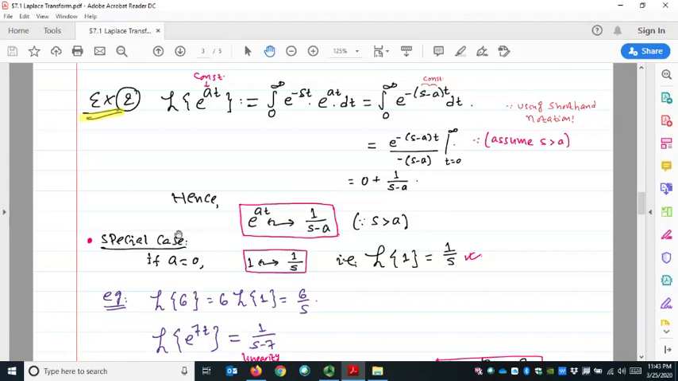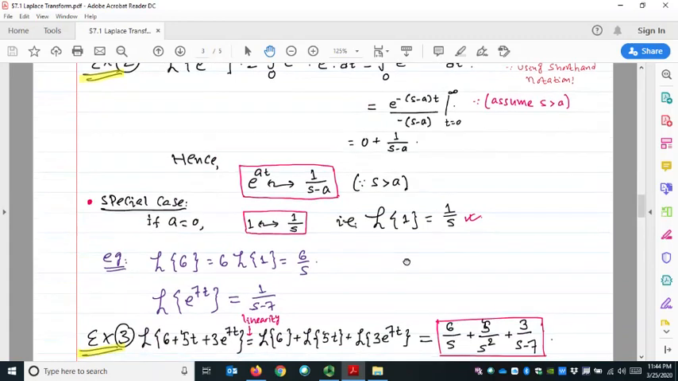As a special case, a is an arbitrary constant, so let's put a equals 0. Then e to the 0 is 1, and the Laplace transform of 1 becomes 1 over s. Great. So as promised before in example 1, we found the Laplace transform of 1 is 1 over s.